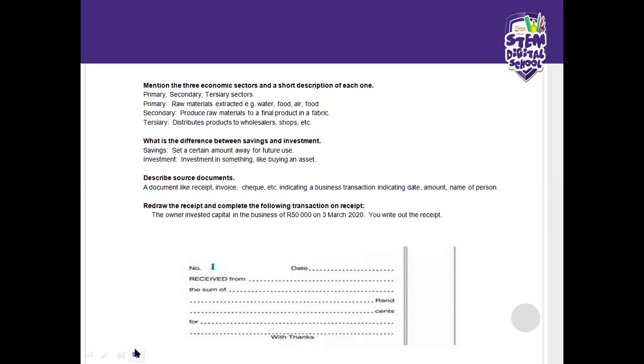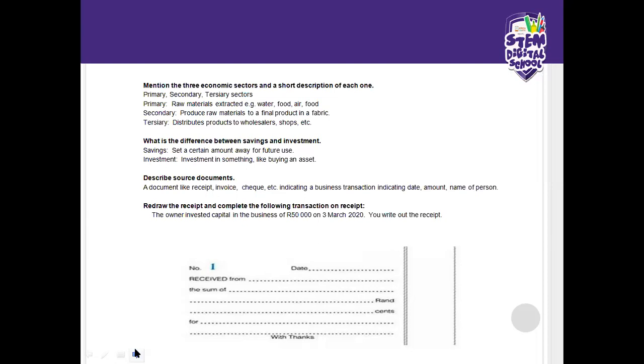Question 3, describe source documents. Okay, 2 marks here, listen clearly. If you have said a document like a receipt, invoice, check, etc., indicating a business transaction, 1 mark. Indicating the date, the amount, the name of the person involved, signature, etc., another mark.